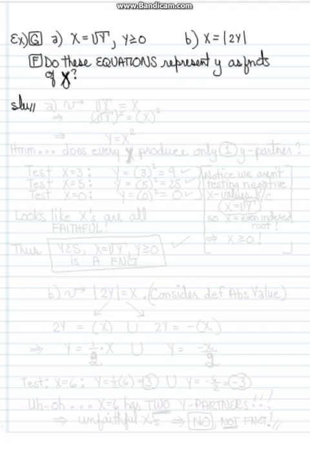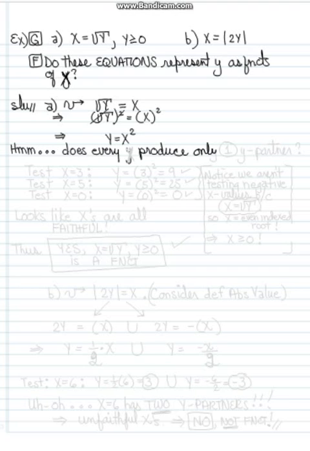Well, let's look at part A. What we want to do here is isolate the y. So we get the square root of y equals x. We turn it backwards. And then to get rid of the square root, we're going to square both sides. That's the inverse operation of the square root. And we cancel the inverse operation on the left, and we get y equals x squared. Does every x that I plug in there produce only one y partner? That's the question. Does every x produce only one y partner?